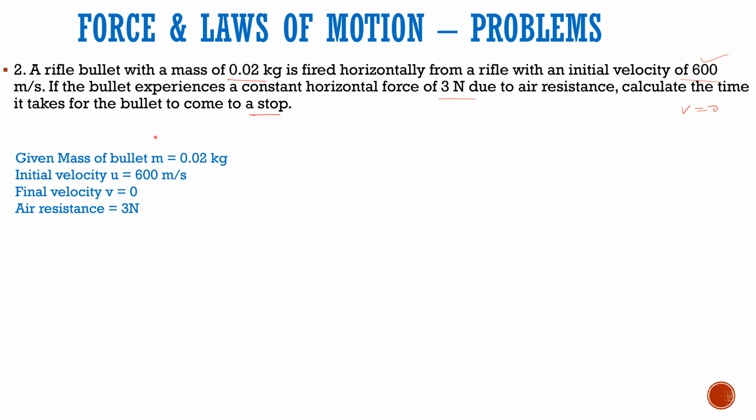So if the mass of the bullet is 0.02, then 0.02 into a, the deceleration which is being provided, will be equal to your force. So F is ma, right? So we have this F equals ma. With that we already know 3 Newton. So 3 equals 0.02 into a. We need to find out what the deceleration is. With that we can find out the time. So deceleration, what is a?